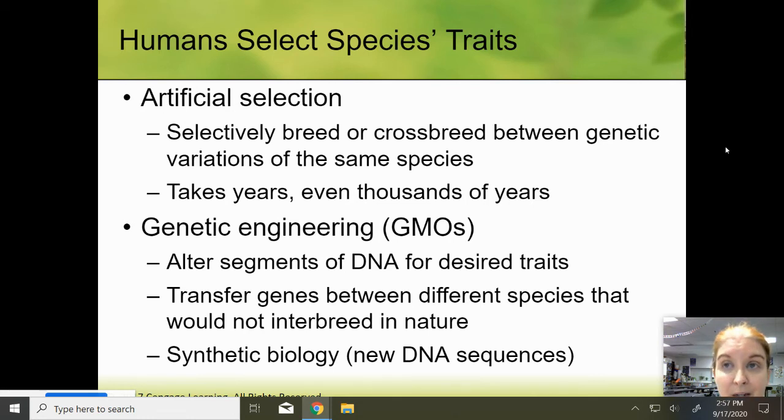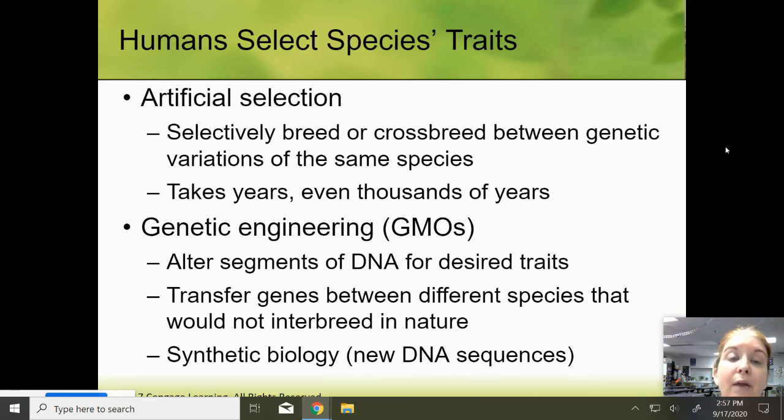Some are positive, some are negative. We can do what is called artificial selection, which is the opposite of natural selection. We can selectively breed or crossbreed between genetic variations of the same species. This can take lots of years, even thousands of years for this to happen. I would say farming is a good example of artificial selection. I want a tomato plant that can grow really big, and I want a tomato plant that can make lots of tomatoes. So if I take one of each of those things and intentionally breed them together, maybe I get a really big tomato plant with lots of tomatoes.